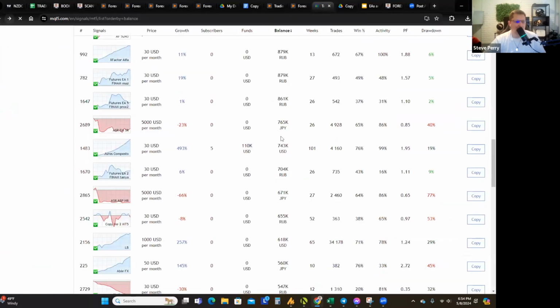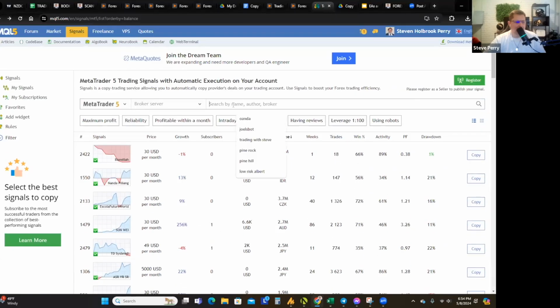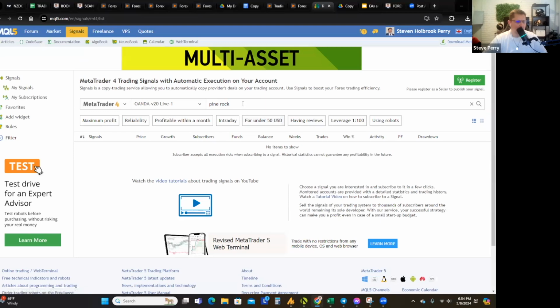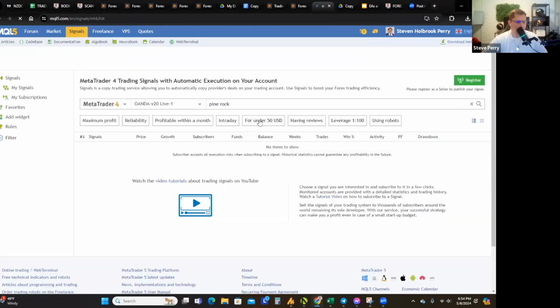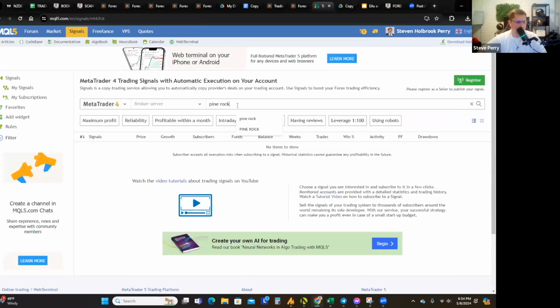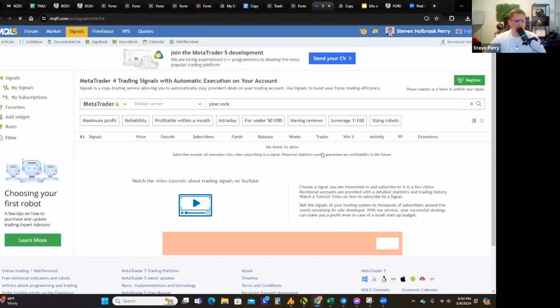Let me see if I can do that real quick, actually. Let me see if I can search Pine Rock. Let's see if he shows up. Let's search by MT4 though. Oh, I don't know what server though. I guess he's not showing up right here. So anyway, I have seen him here before. I guess I'm just not searching this correctly. It's kind of finicky on the MQL5 side, but you can indeed search here. So anyway, that's how you search here.